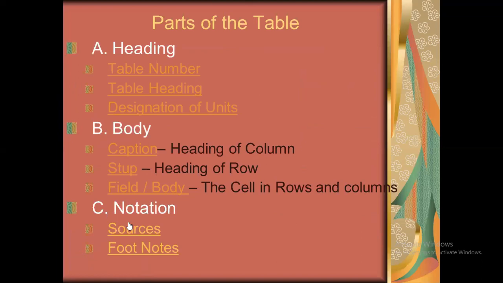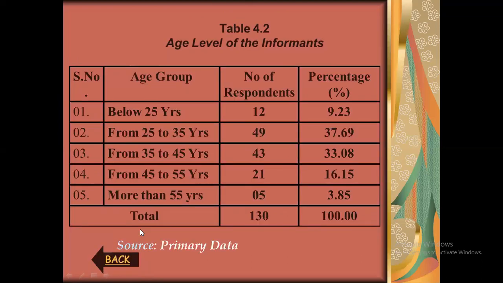That is the end part of the table. It consists of two parts. One is called sources and the other is called footnote. The sources mean where we collect or retrieve the data. These data are primary data, that is, the data the researcher collected from respondents himself. So it is called source as primary data.